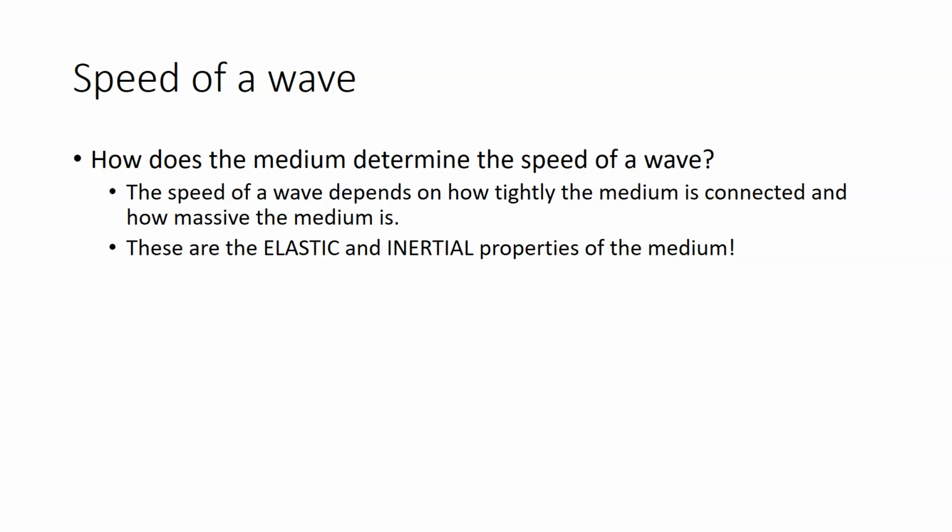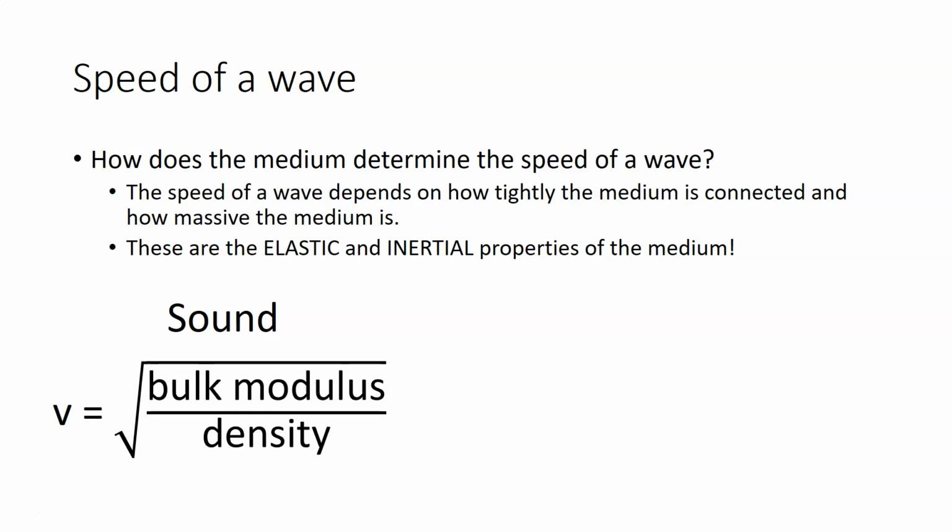In the case of sound, the speed of sound in any medium is determined by the square root of the ratio between the bulk modulus, another word for which is the elasticity of bulk materials, and the density. The bulk modulus is how tightly one element of the medium is connected to another. It's almost like the spring constant in our mass on a spring. The inertial term would be the density. If there's more mass per unit volume, it is a more massive, more inertial medium. Having more density, or more inertia, slows the wave down. Having more connectivity, or elasticity, speeds it up.